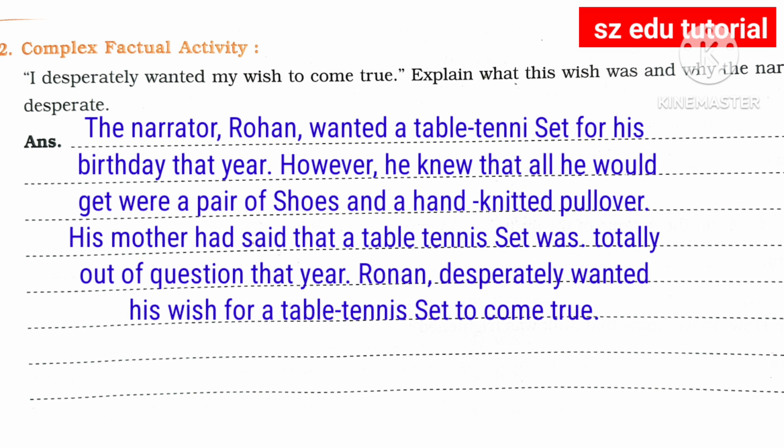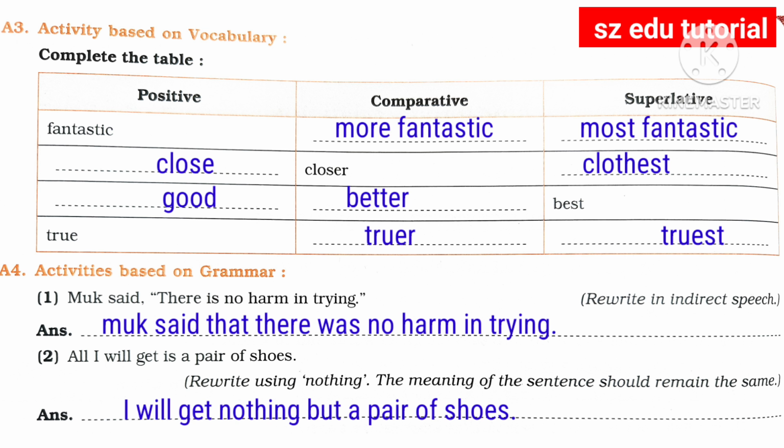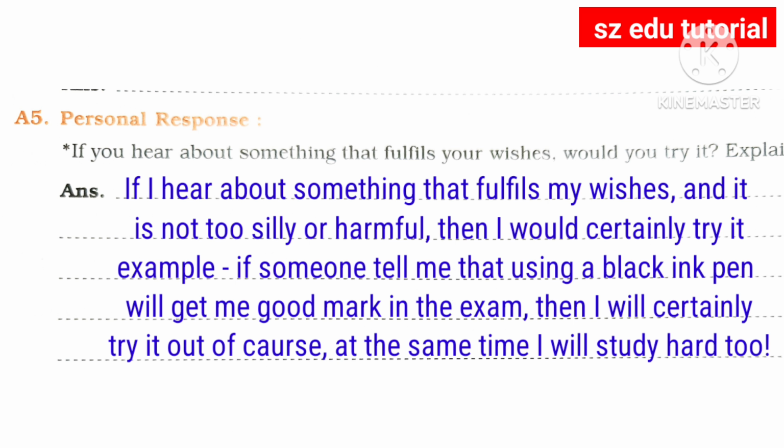Next, complex factual activities. I desperately wanted my wish to come true. Explain what this wish was and why the narrator was desperate. Question number 3. Complete the table. Activities on vocabulary. Question number 4. Activities based on grammar. If you are satisfied with my answer, you can stop the video and complete your workbook. Okay?